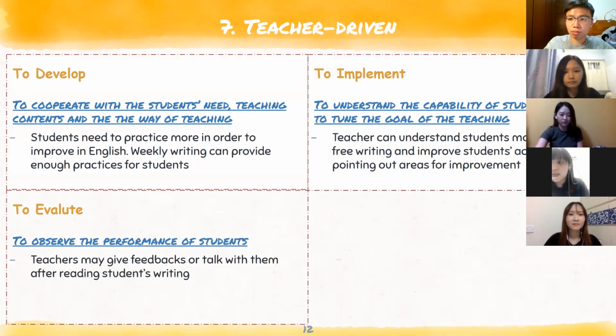Students need to practice more in order to improve their English. And also, to evaluate is to observe the performance of students. The teacher may give feedback or talk with them after reading and writing. And also, for the implementation, it is to understand the capability of the teacher and the students in order to tune the goal of the teaching style.